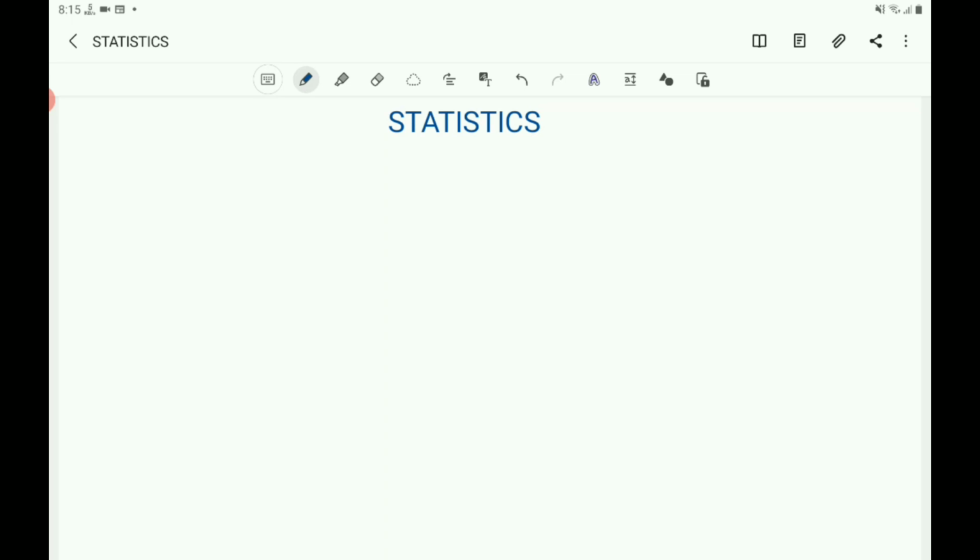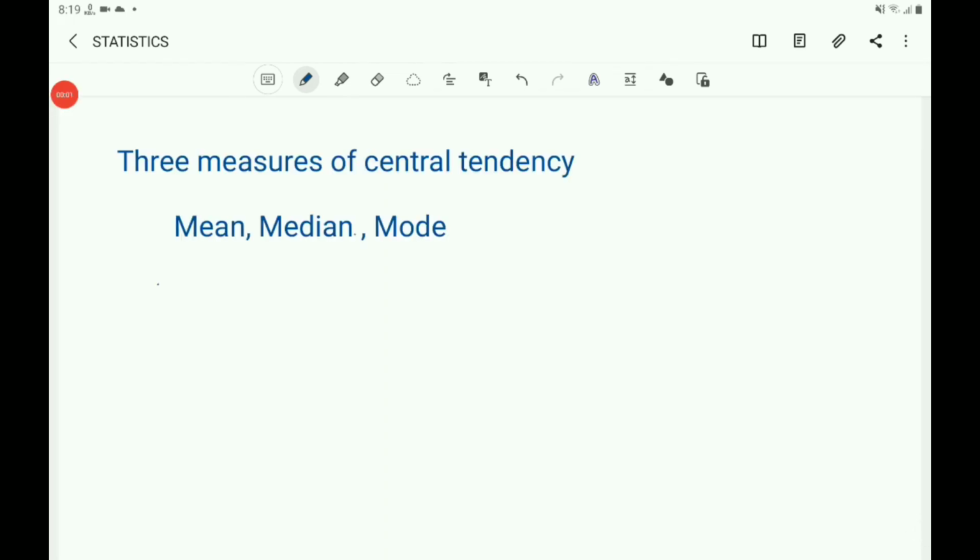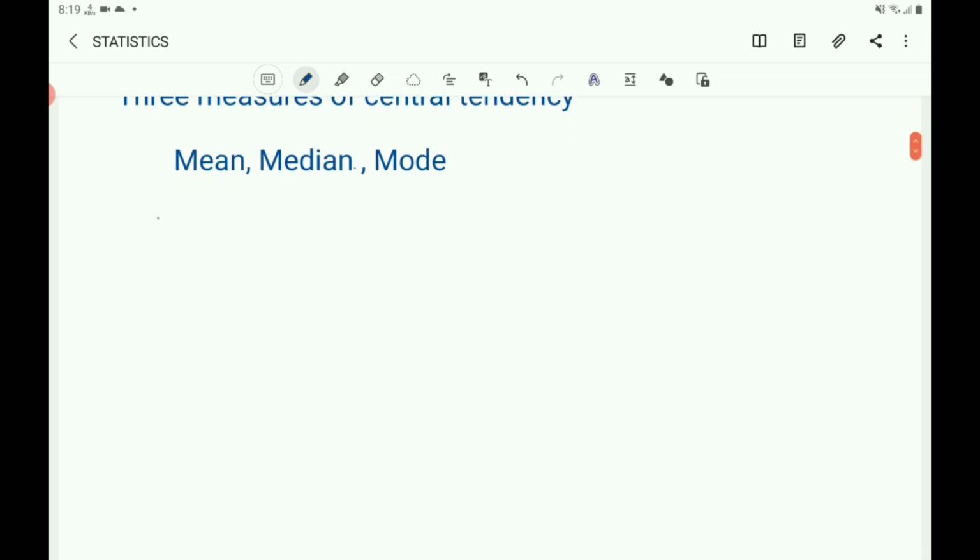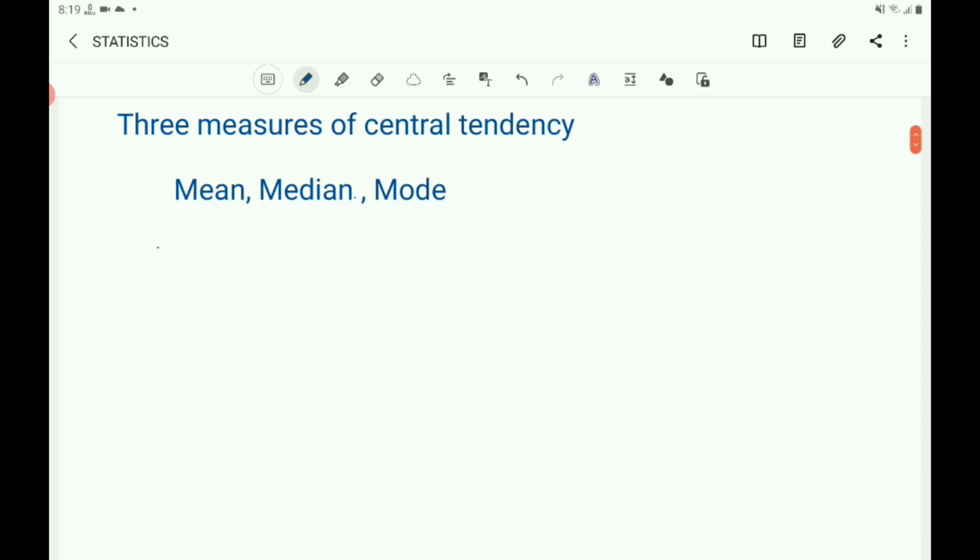Here we shall study these three measures for the grouped data. Moreover, we shall learn the concepts of cumulative frequency and cumulative frequency distribution. In addition, we shall study to draw cumulative frequency curves called ogives. Now let us start the three measures of central tendencies, that is mean, median and mode. Now first let us take the mean of grouped data.